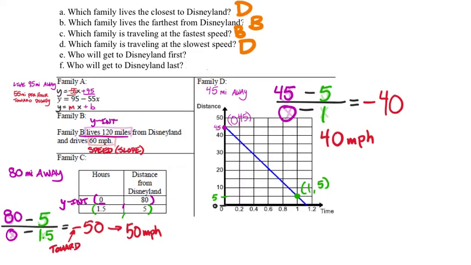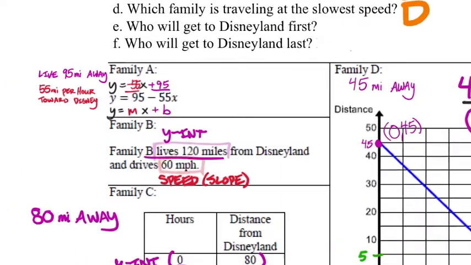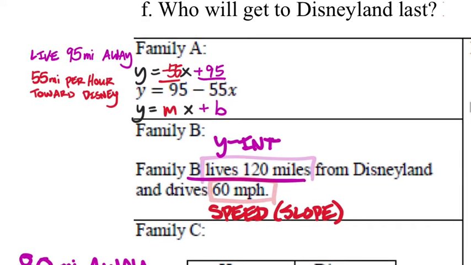Let's look at each family separately and figure out how long it's going to take them to get to Disneyland. Okay, let's start with family A here. So we have the equation. I'm going to go back to the original equation, by the way. y equals 95 minus 55x.